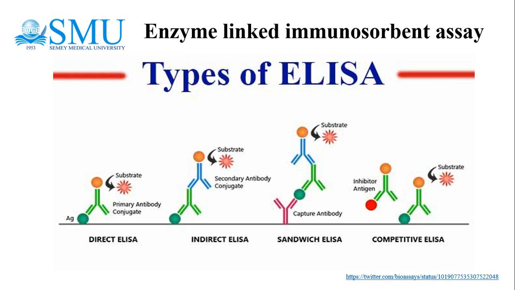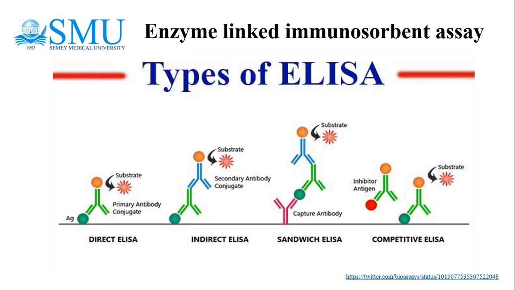Step 1, the solid phase of the wells of microtiter plates is pre-coated with the antigen. This is antigen. And step 2, test serum containing primary antibody specific to the antigen is added to the wells, and the antibody gets attached to the antigen coated on the well.